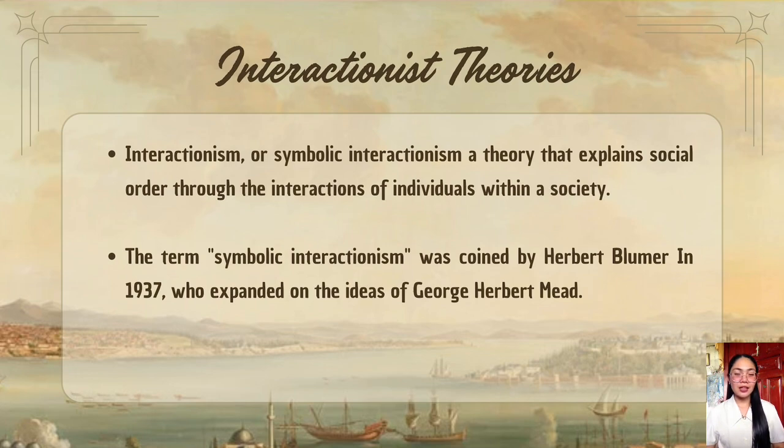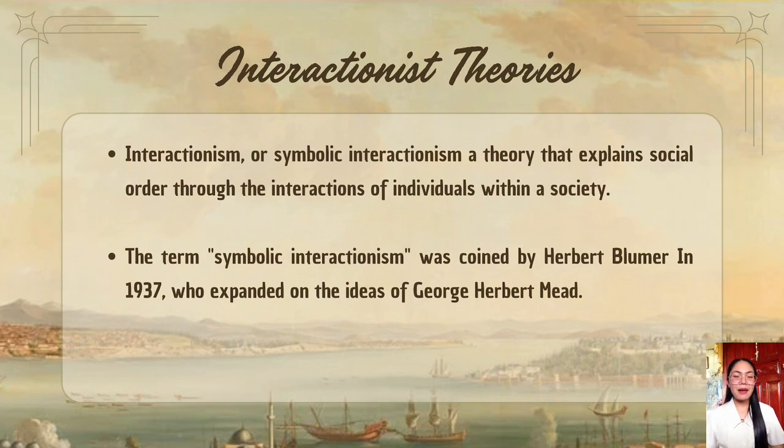So first, what is interactionist theory? Interactionism or symbolic interactionism is a theory that explains social order through the interaction of individuals within the society. The theory focuses on how people react or respond to symbols, situations, or actions based on the meanings they attach to them. Second is the developmental theory. The term symbolic interactionism was coined by Herbert Blumer in 1937, who expanded on the ideas of George Herbert Mead.